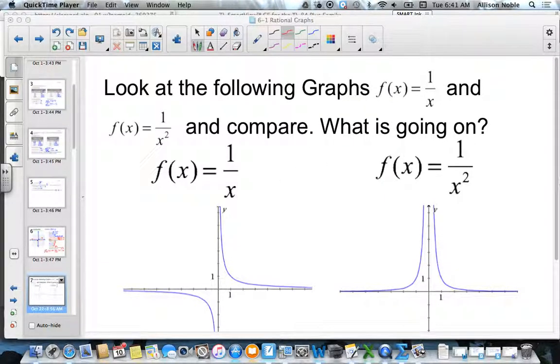Okay, now we're going to look at the graphs of f of x equals 1 over x and f of x equals 1 over x squared and compare. So we could graph these in our calculator, and you would see that these are how the graphs compare.